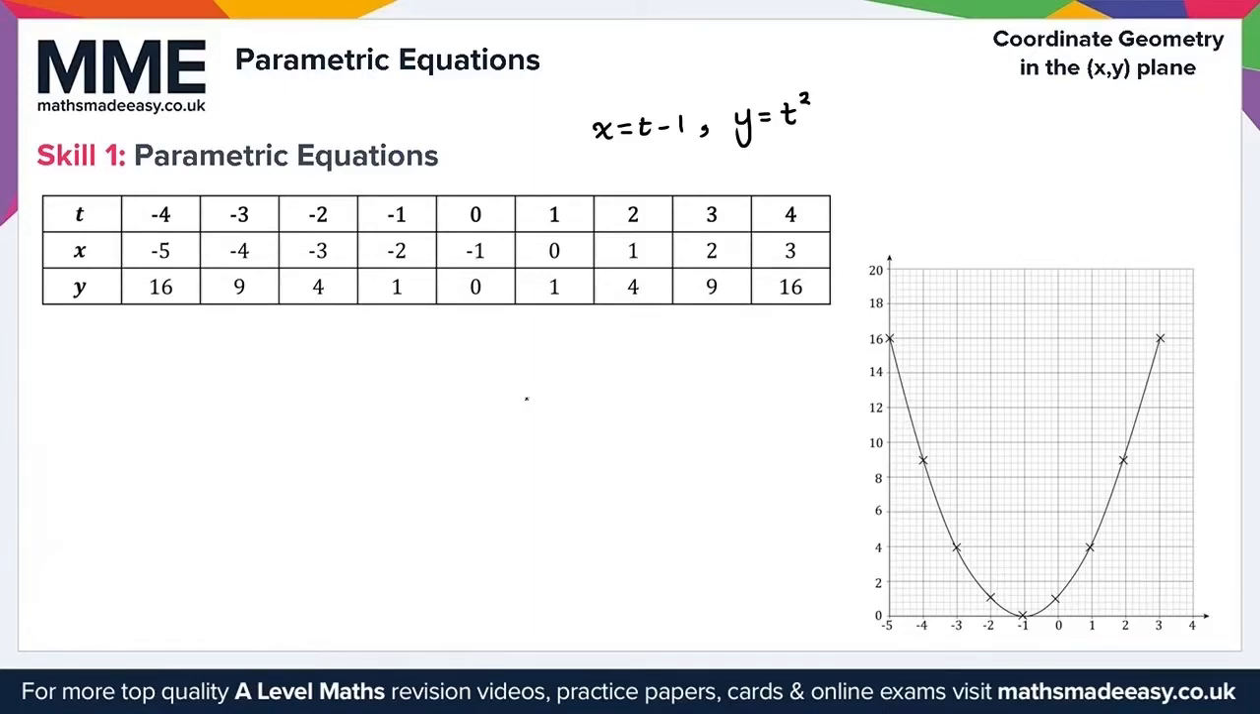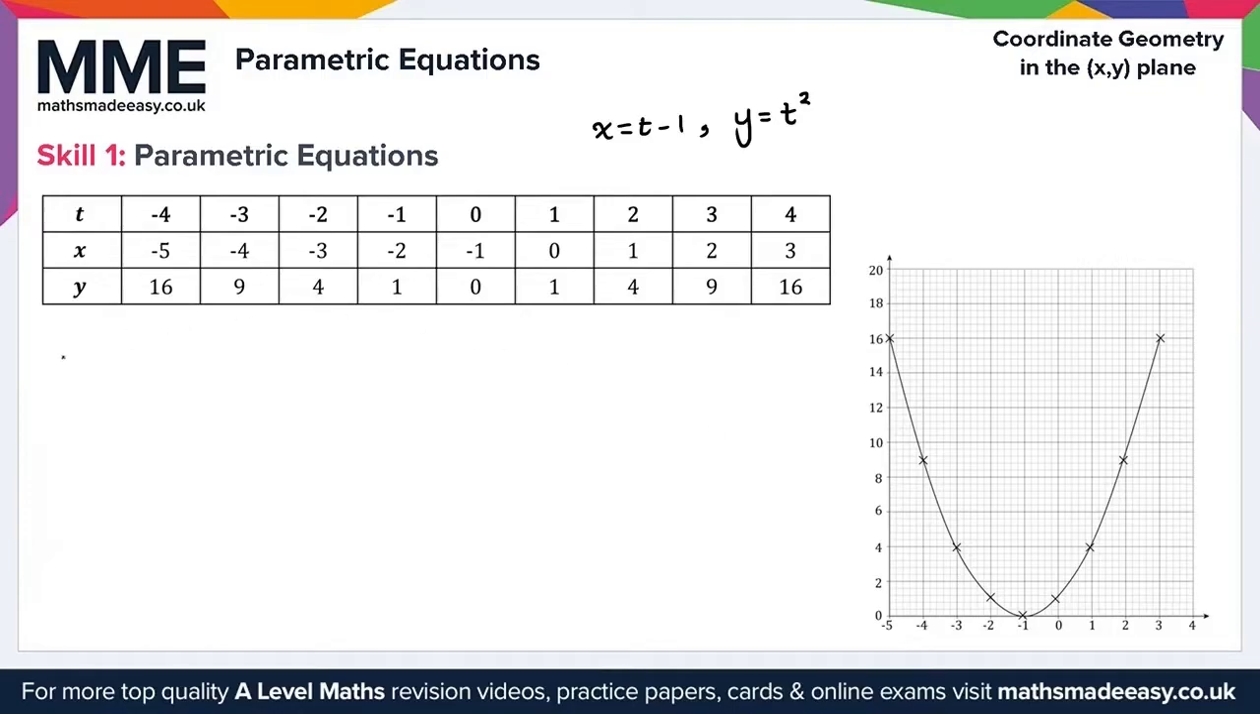Now you should also be able to answer questions such as what is the value of y when t equals 4, and what value of t corresponds to y equals 1. All questions of this form can be solved by substituting the right values into the parametric equation. So for example, for the graph x equals t minus 1 and y equals t squared, find the value of y when x equals 5.